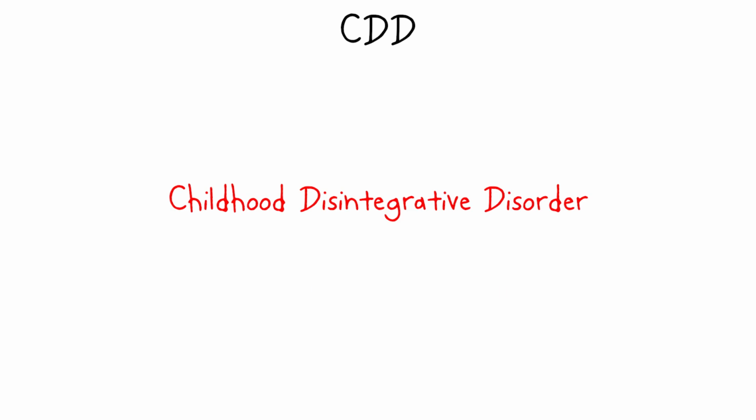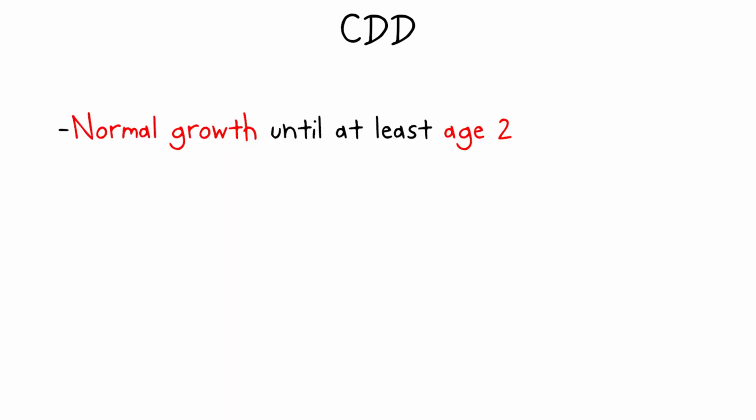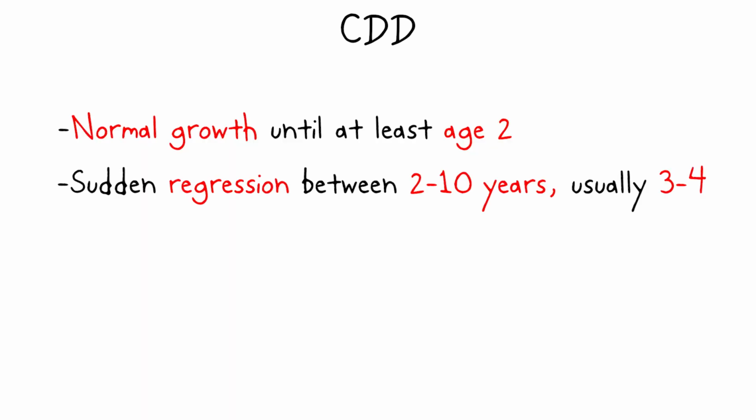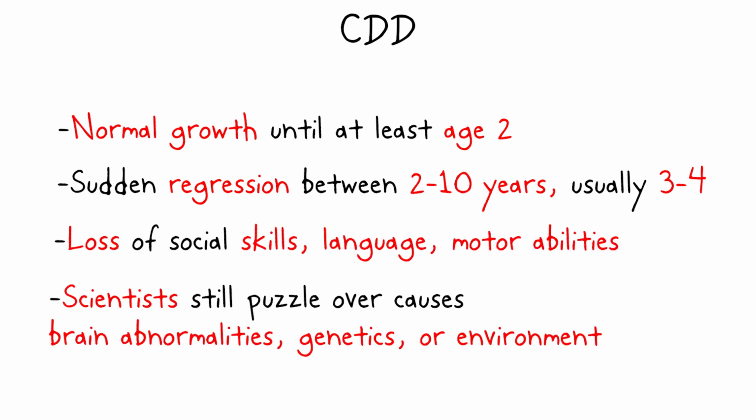This sudden loss is childhood disintegrative disorder, also known as Heller's syndrome. Super rare but devastating. Normal growth until at least age 2. Sudden regression between 2 and 10 years, usually 3 to 4. Loss of social skills, language, motor abilities. Scientists still puzzle over causes: brain abnormalities, genetics, or environment.